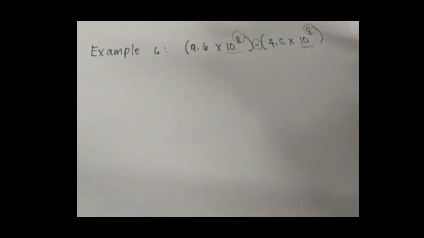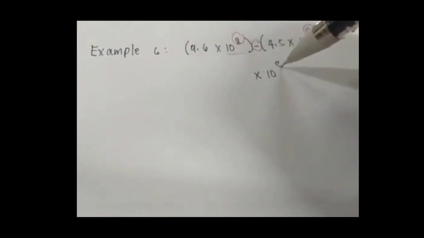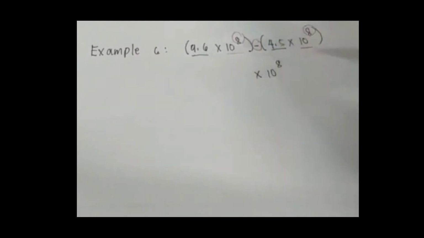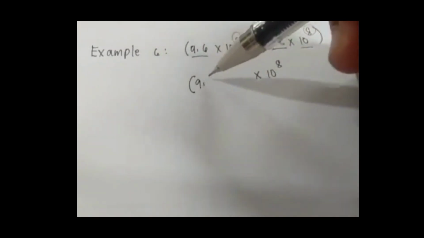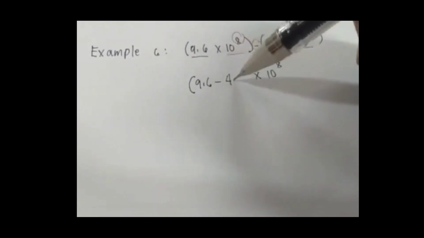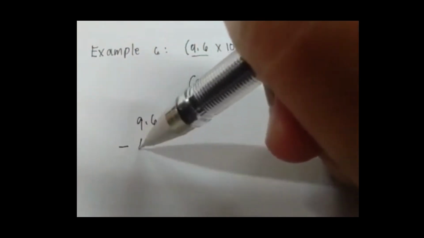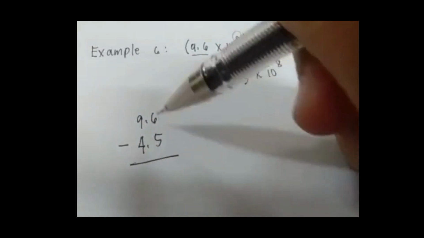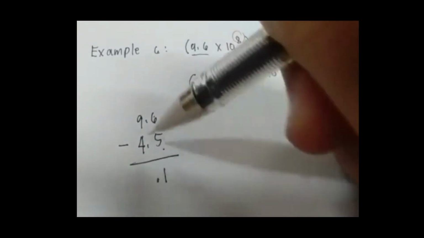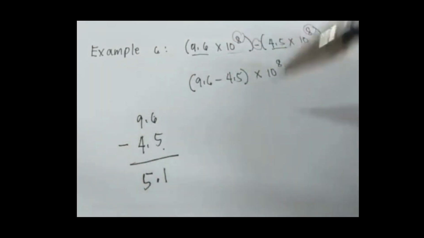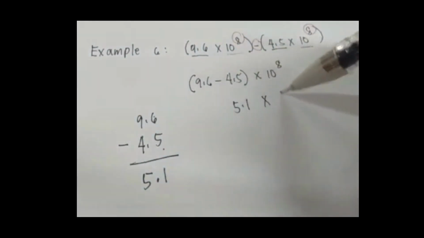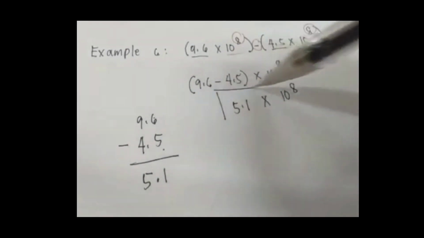So we can right away write times 10 to the power of 8. And for the first factors, 9.6 and 4.5, we're going to subtract them. So that's 9.6 minus 4.5, quantity times 10 to the power of 8. If we subtract 9.6 and 4.5, that's 6 minus 5 is 1. 9 minus 4 is 5. So the answer here is 5.1 times 10 to the power of 8. So this is now the answer.